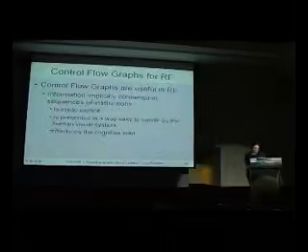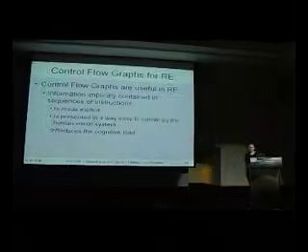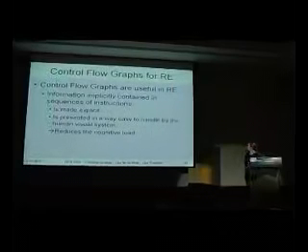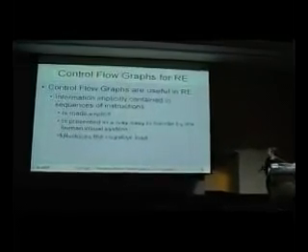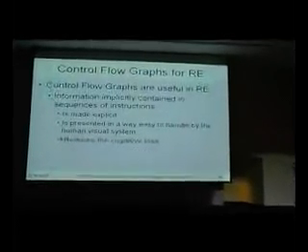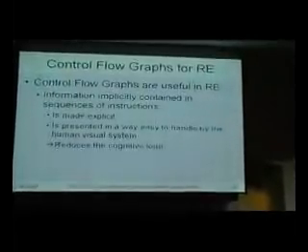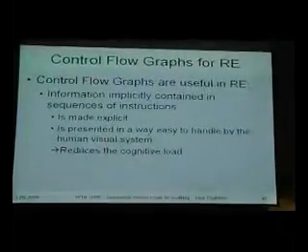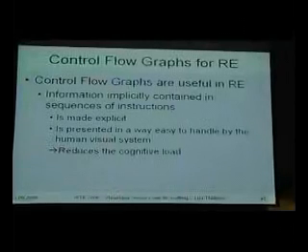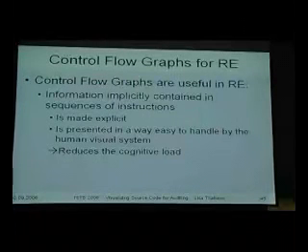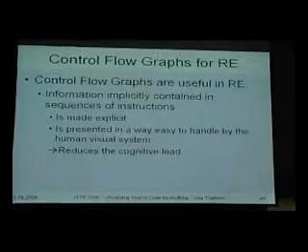So what actually makes control flow graphs useful in reverse engineering? They're pretty much taken for granted where I come from, but what actually makes them useful is that there's information implicitly contained in the instruction sequences, so you have just lots and lots of listings, and this information is made explicit if you build basic block graphs and depict the control flow within these graphs.